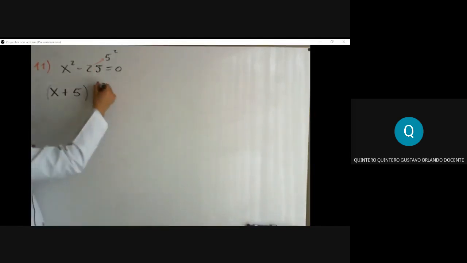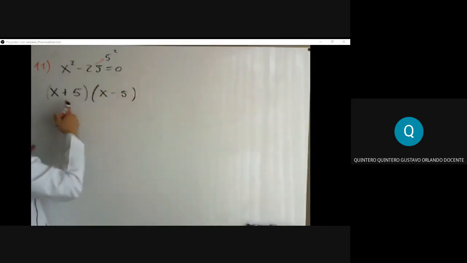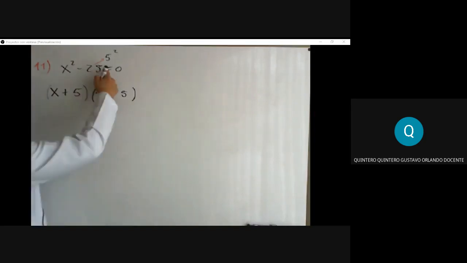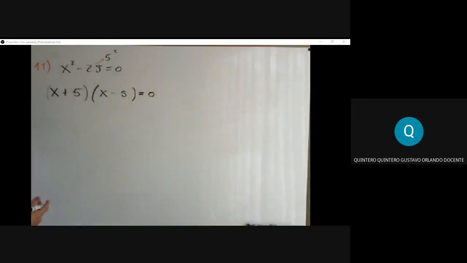Put it positive. And then x minus 5. The same x, and the same value, the same 5. But one is positive and the other is negative. This is how you factorize a difference of squares. Since the main equation was equal to 0, here we have it equal to 0 as well.